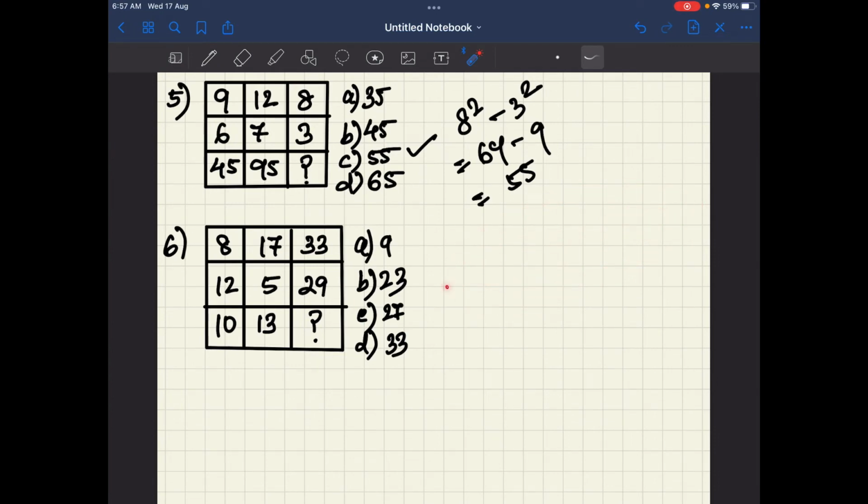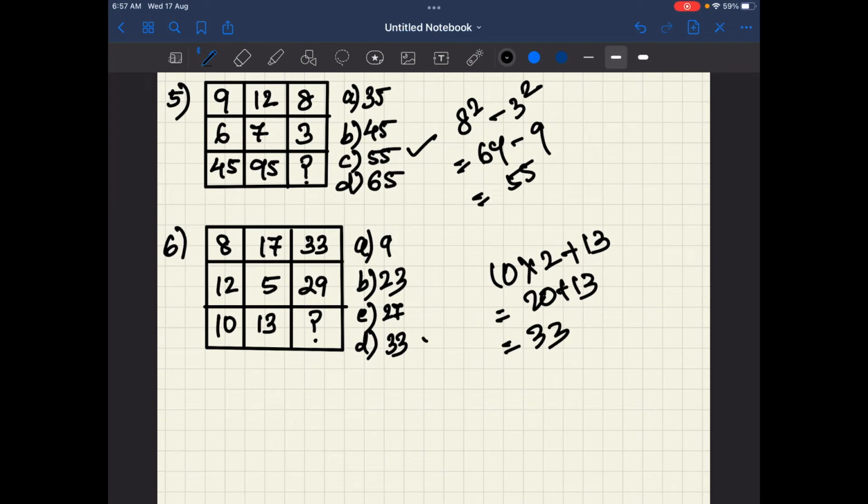So here it is 10 into 2 plus 13, it will be giving 33. So the final answer is 10 into 2 plus 13 gives 20 plus 13 is 33. So our answer is 33.